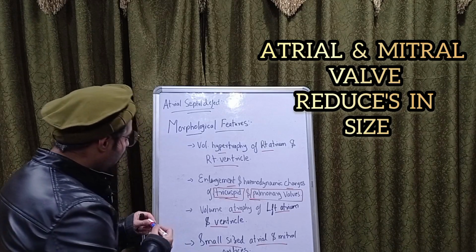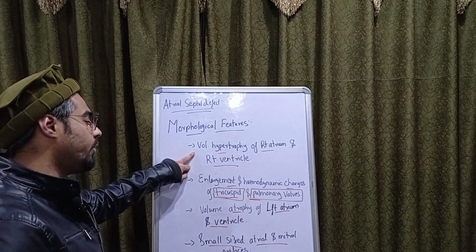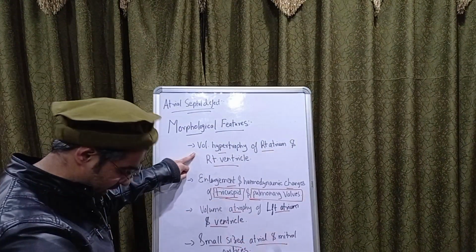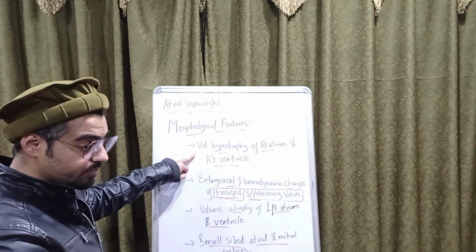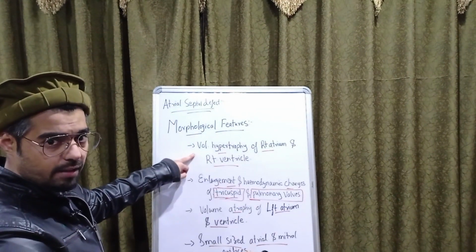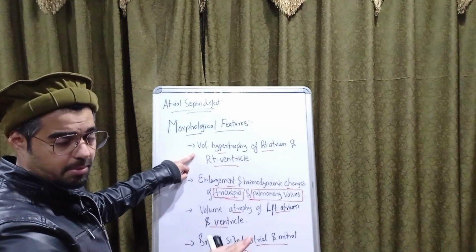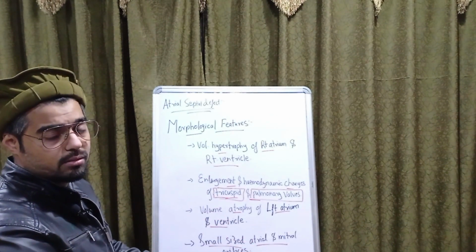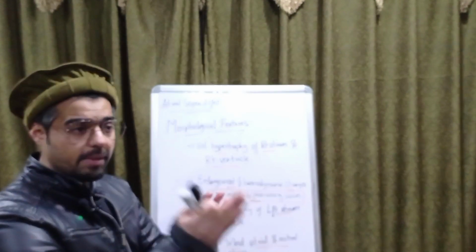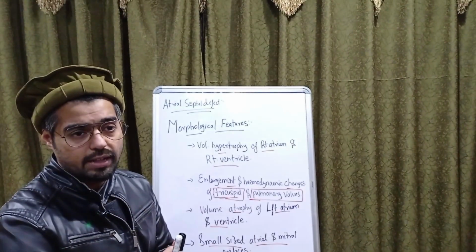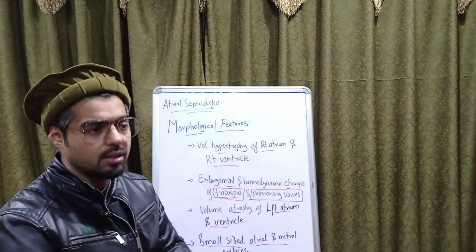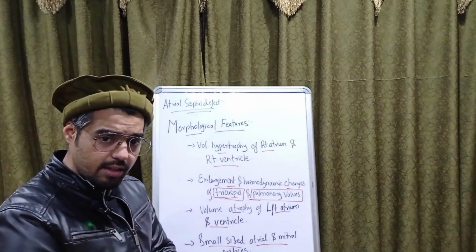See, they are all interlinked. Volume hypertrophy occurs in the right atrium and right ventricle. Then there will be enlargement and hemodynamic changes in the pulmonary and tricuspid valves. Next, volume atrophy will occur in the left atrium and left ventricle. Then the valves will also be smaller: the aortic valves and the mitral valves.